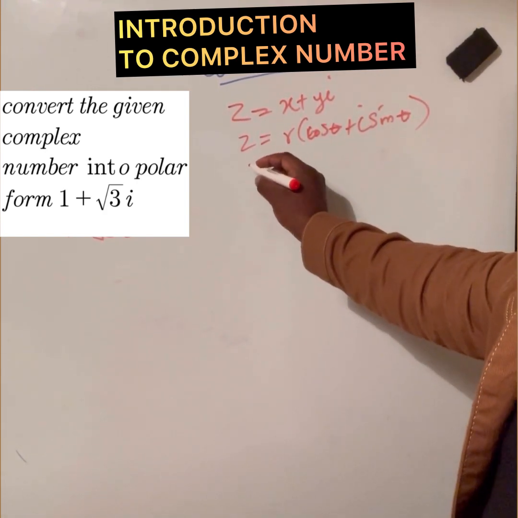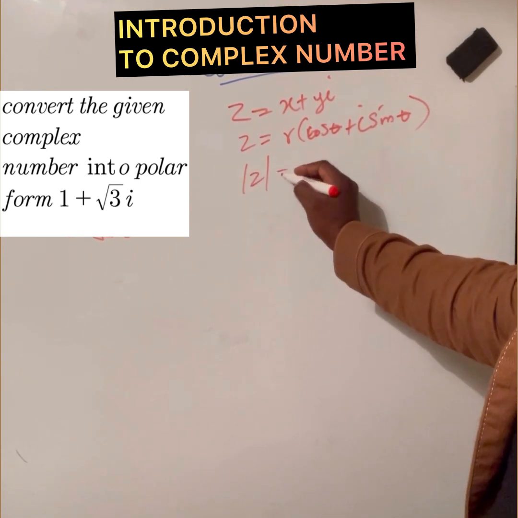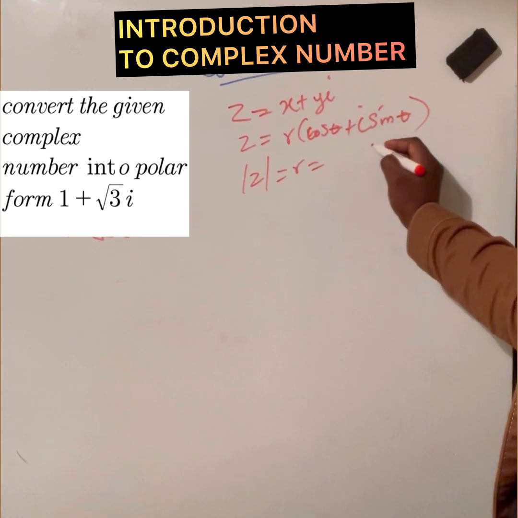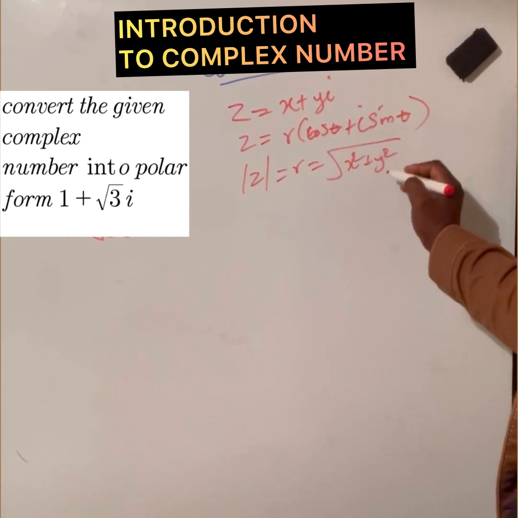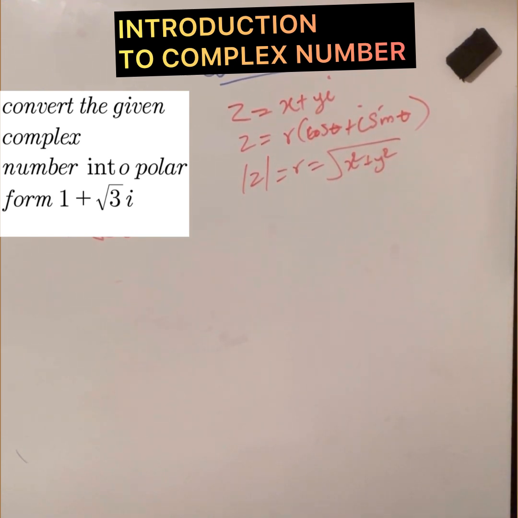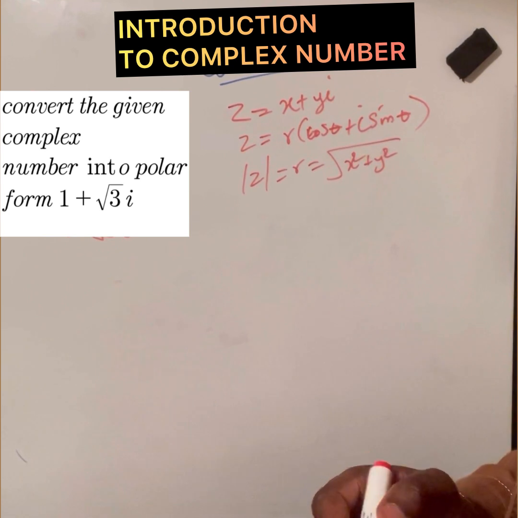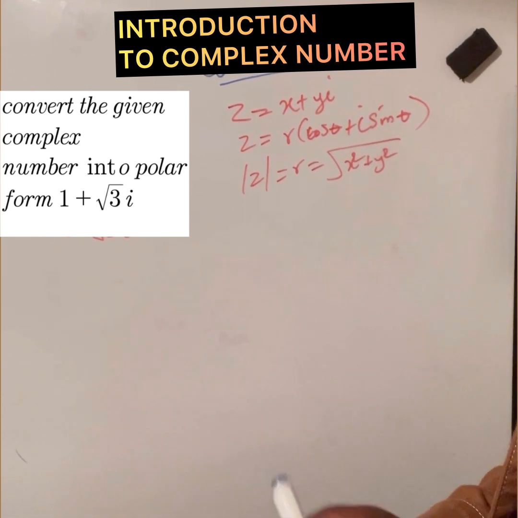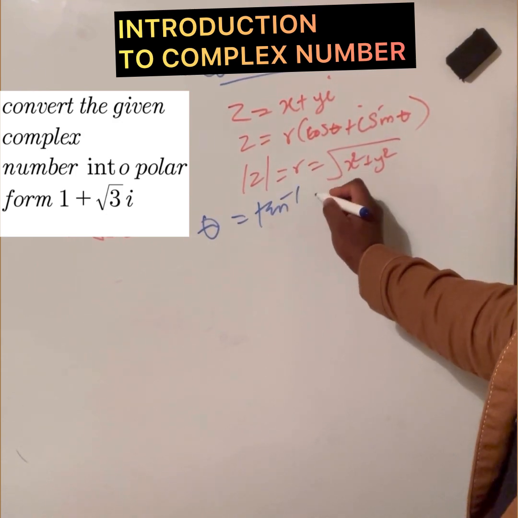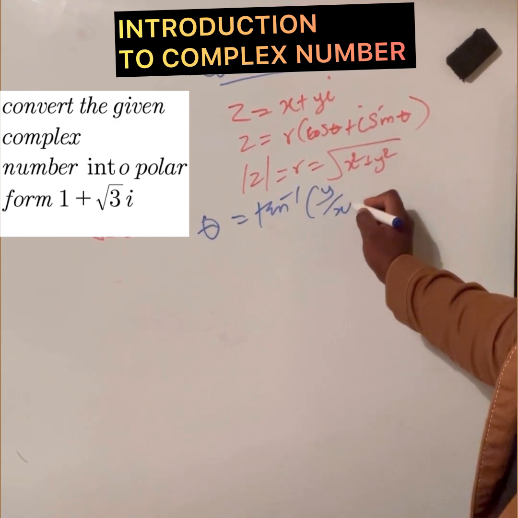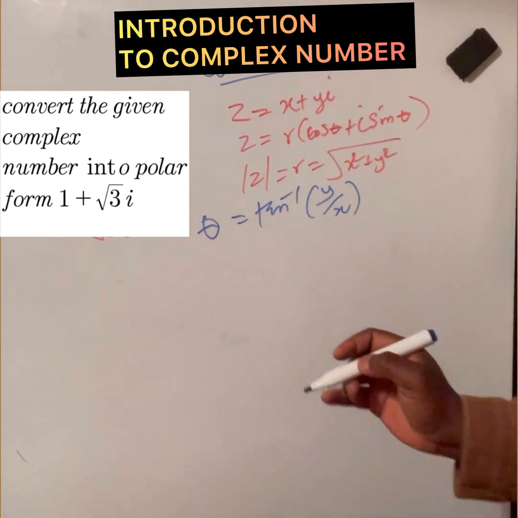The other one you have to know is the absolute value, or modulus, which is equal to the square root of x squared plus y squared. This is very important. You derive it using Pythagoras' theorem. I'm going to show you that too. The last one is what we call the argument. The argument theta is equal to tan inverse of y over x. Now, I'm going to show you using this diagram.